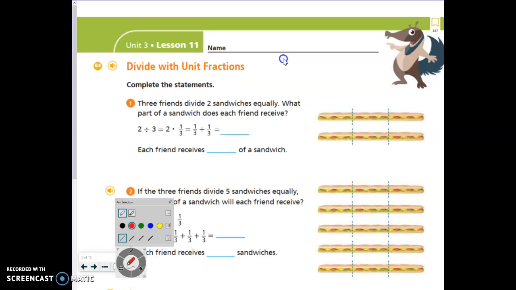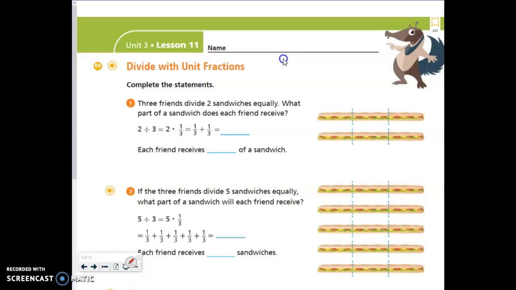Now, we've got some visual images here, which I think will help us a little bit, and I'm going to focus the first part of this first video for sure on just pages 147 and 148 in your math expressions book. So if you're following along with that, hopefully you can write in your answers as we go through this, all right? So question number 1 says 3 friends divide 2 sandwiches equally. What part of a sandwich does each friend receive?